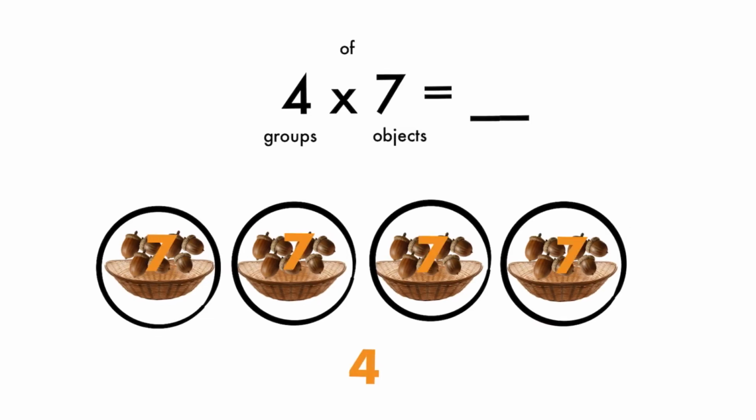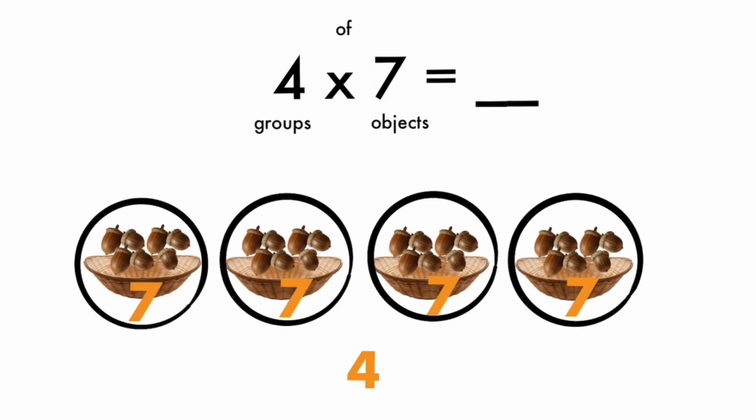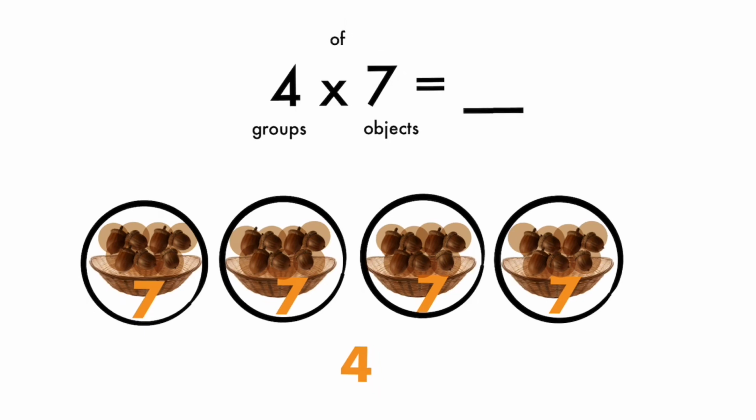Now we can count them all up to find the product. 1, 2, 3, 4, 5, 6, 7, 8, 9, 10, 11, 12, 13, 14, 15, 16, 17, 18, 19, 20, 21, 22, 23, 24, 25, 26, 27, 28 is our product. 4 times 7 equals 28.